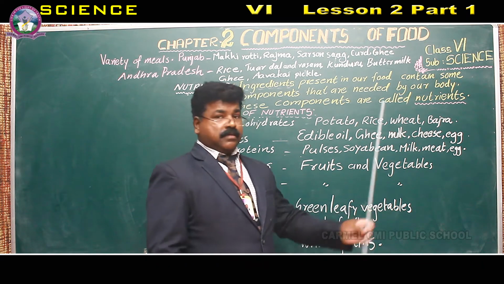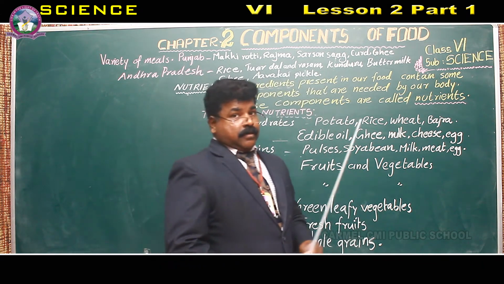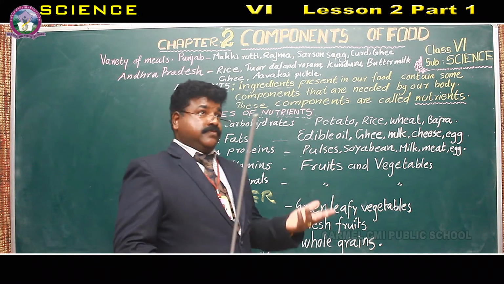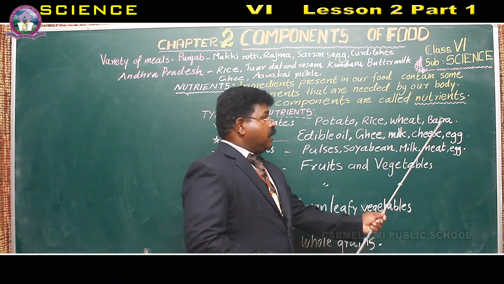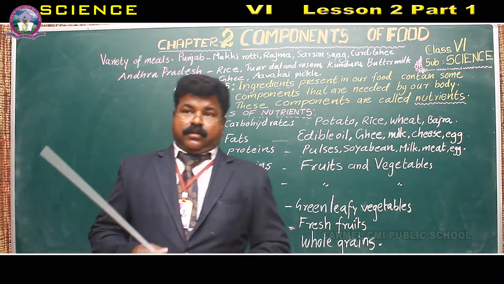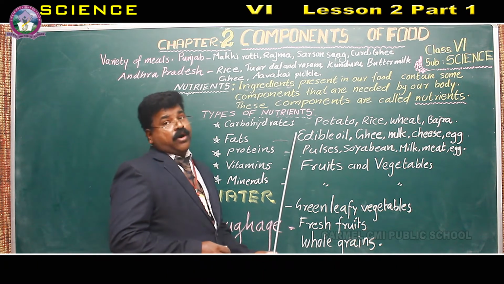Then wheat, which we use for making many types of snacks as well as breakfast, etc. Then bajra. All these contain a major nutrient, that is carbohydrates.